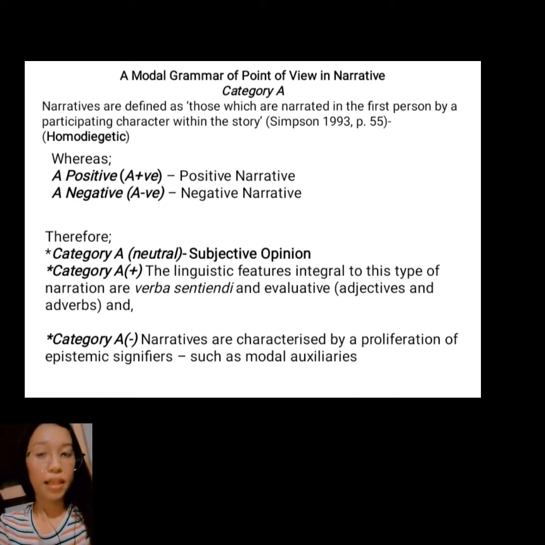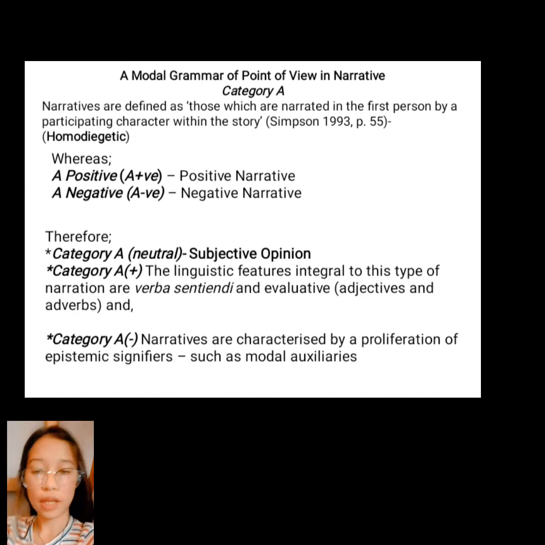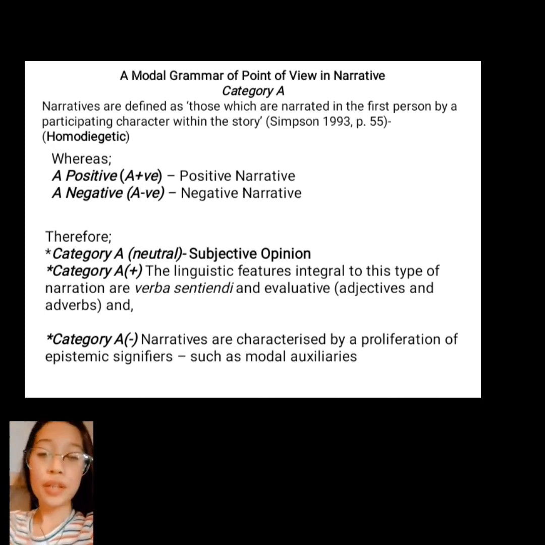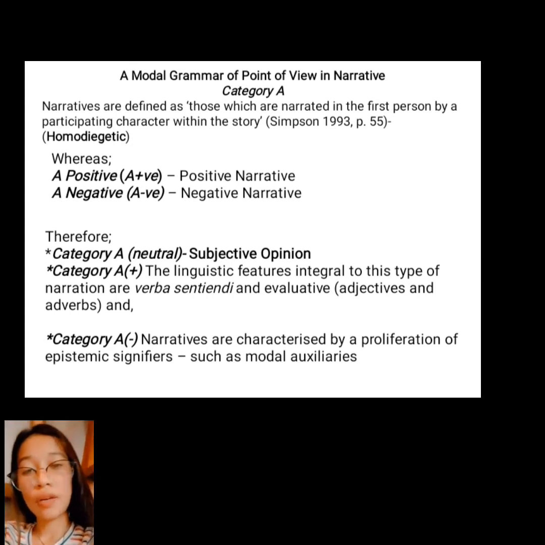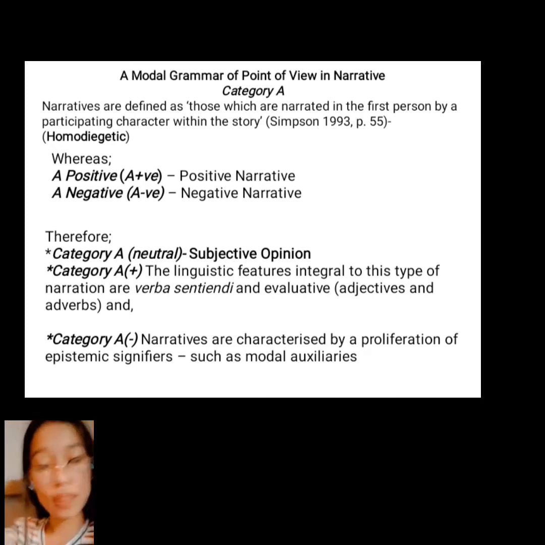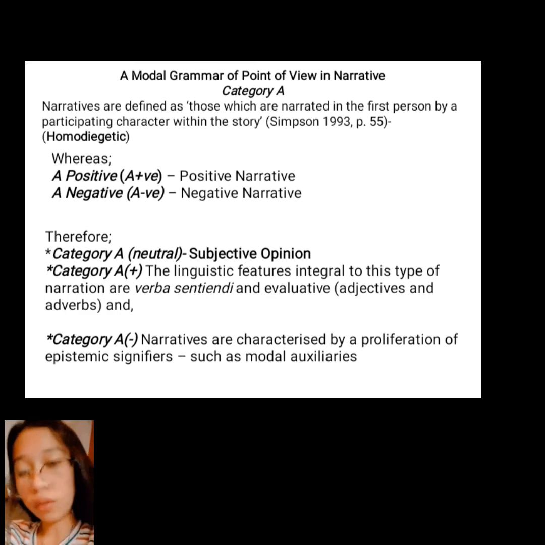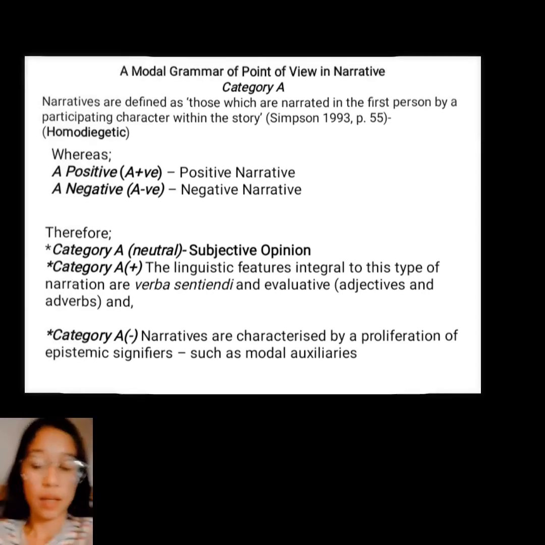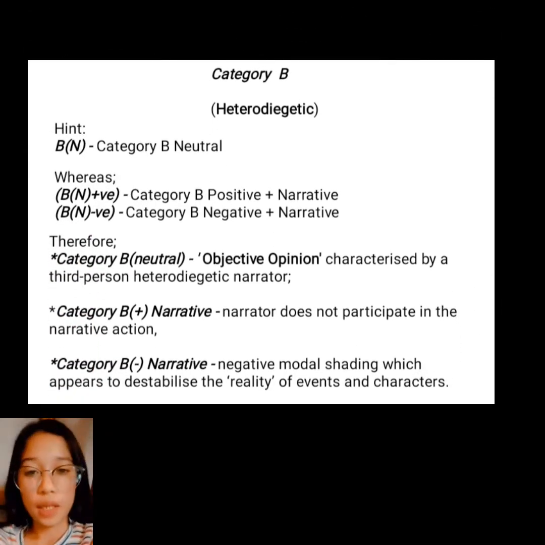Category A neutral is not a subjective opinion. Category A neutral makes no attempt at a psychological evaluation of the actions or characters which populate the narrative. Rather, the narrator tends to withhold their subjective opinions, preferring to tell the story solely through categorical assertions. And Category A neutral is usually characterized by extended passages of physical description, and whole texts in this mode are rare.